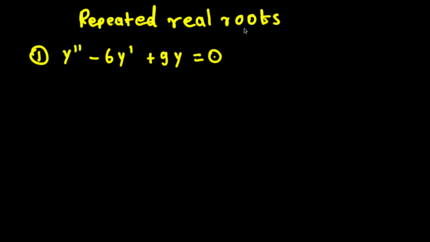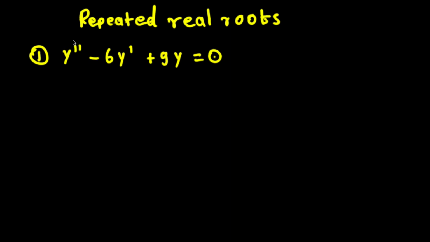What's going on, guys? In this video we are going to see how to solve a second order homogeneous linear differential equation with repeated real roots. We know that this is a second order by looking at the double prime, and we know this is linear by looking at the y power. Y power has to be 1 or 0, and we know this is homogeneous because this whole thing is equal to 0.